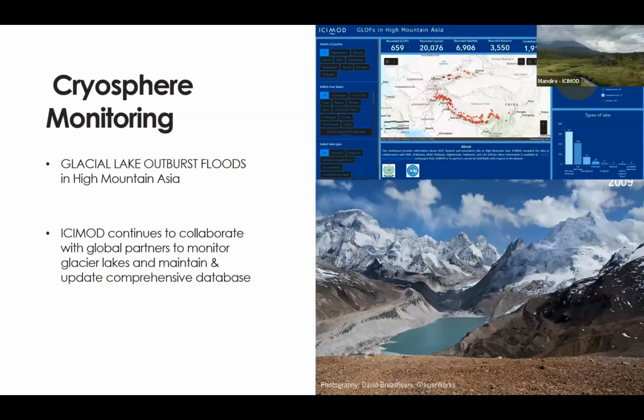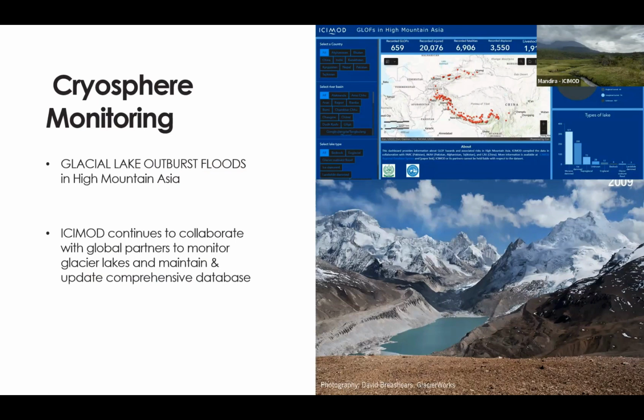In order to do that, I'll give you some examples of what we've been doing at ICIMOD. One important aspect is cryosphere monitoring. We're looking at water availability, at hazards, and at climate change. One of the impacts of climate change is right on the cryosphere, where glacial lakes and glacial lake outburst floods are of particular importance in the high mountain areas.